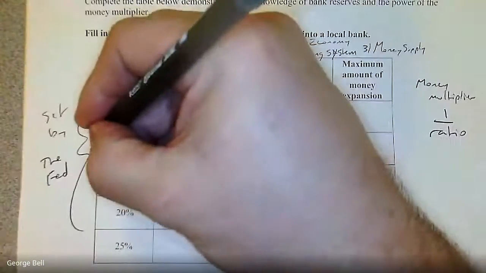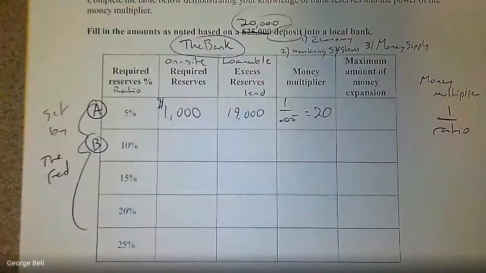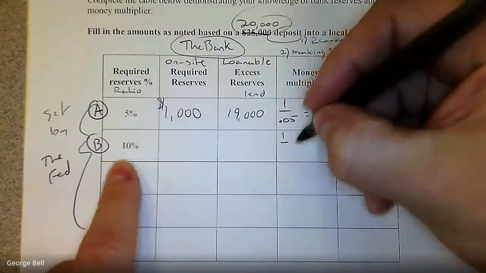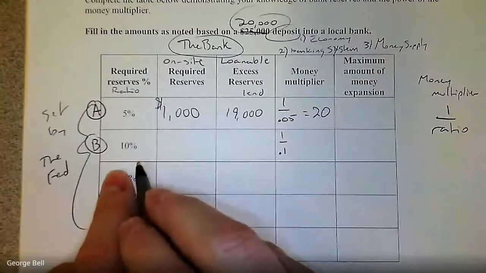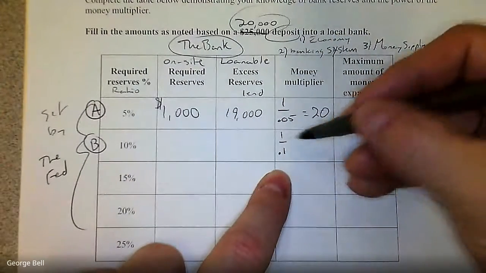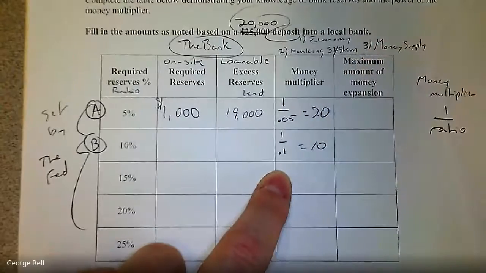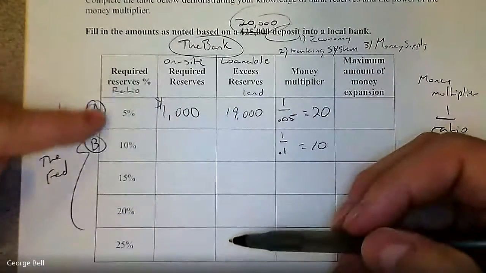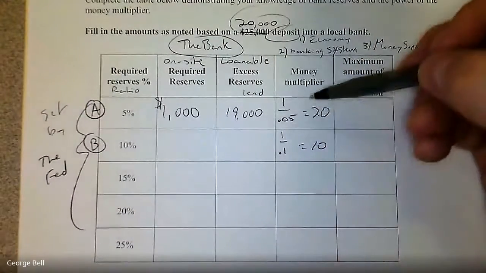So in row B here, doing none of the other math, this would then be 1 divided by 0.1, because 10% written as a decimal is 0.1. 10 cents goes into a dollar 10 times. Notice as the reserve ratio gets bigger, the multiplier is getting smaller.